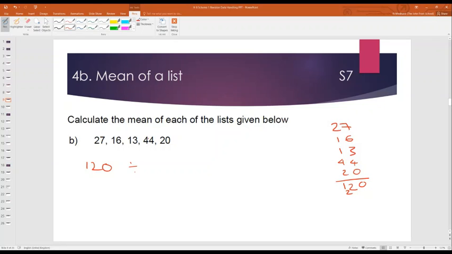There are 1, 2, 3, 4, 5 numbers this time, so we're dividing by 5. If you're unsure about that, then don't count up in your 5s until you get to 120. That's madness. Do the bus stop method. So 5 doesn't go into 1, carry the 1 over. 5 goes into 12 twice with a remainder of 2. 5 goes into 24 four times, so 120 divided by 5 is 24, and that means the mean of that list is 24.